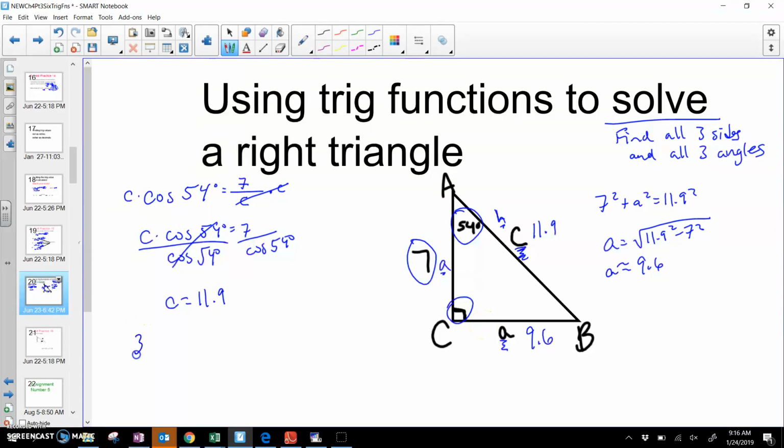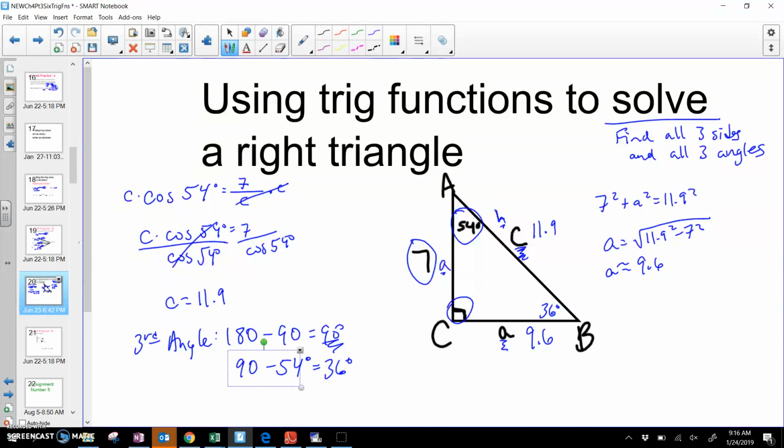To find the third angle, which we haven't really done yet but is probably the easiest step, all three angles have to add up to 180. You're always going to subtract the 90 degrees. So usually when I find the third angle of a right triangle, I start with 90. So I'm going to do 90 minus the 54 degrees that I know, and I am left with 36 degrees for the final angle.